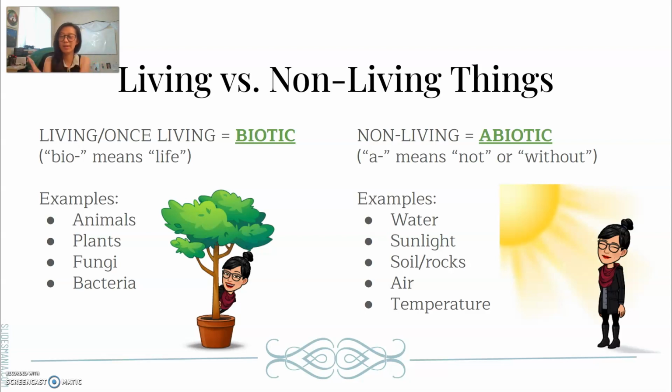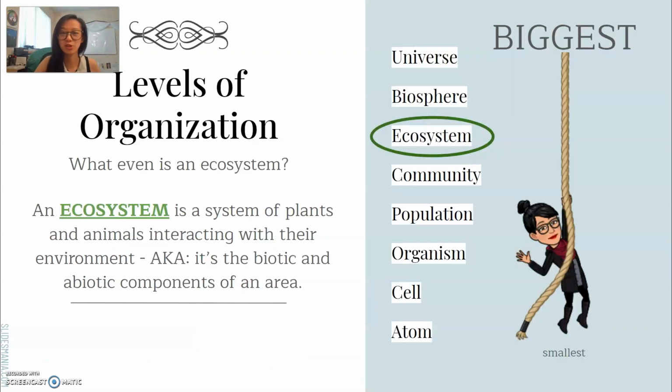Non-living things, or things that were never living ever, are called abiotic. If you see the prefix a, that usually means not or without. So abiotic means not living. Cool. Some things you might see in an ecosystem that are abiotic are water, sunlight, soil, rocks, air, and temperature.